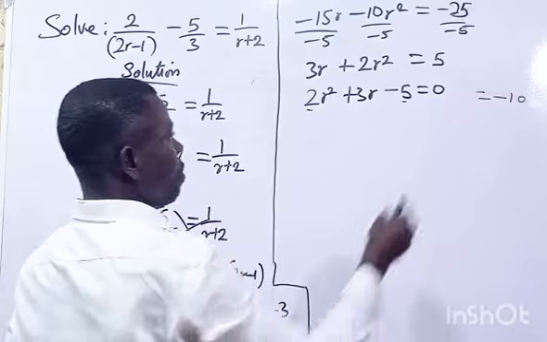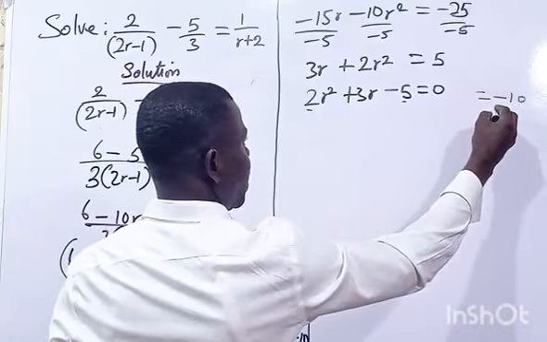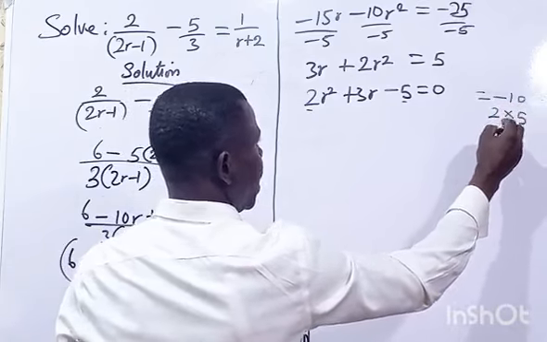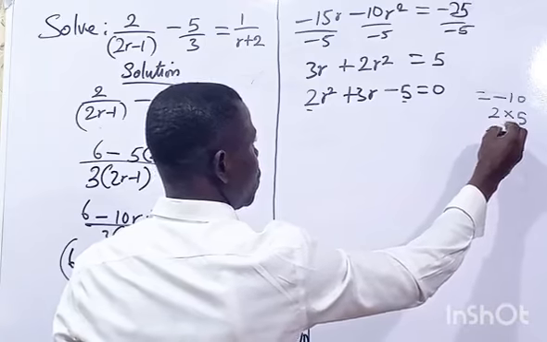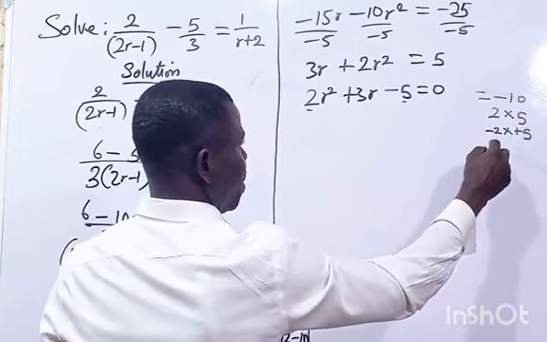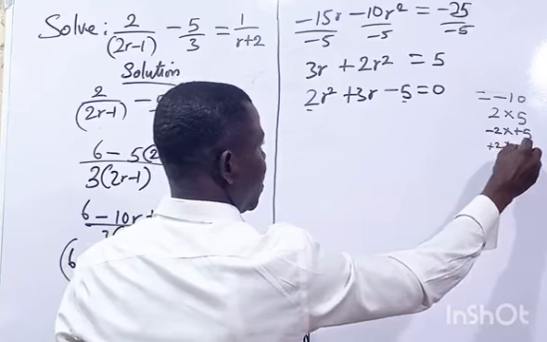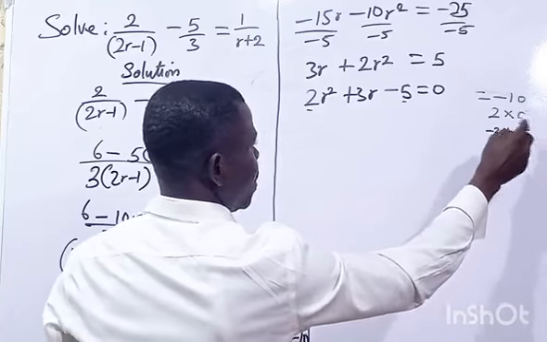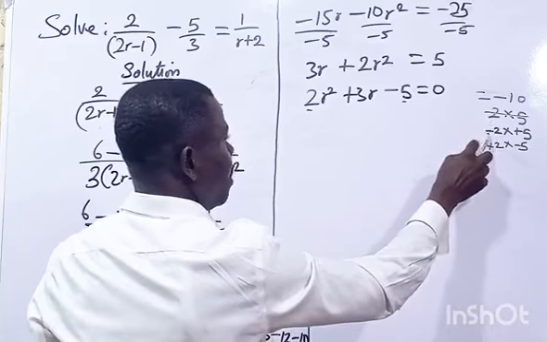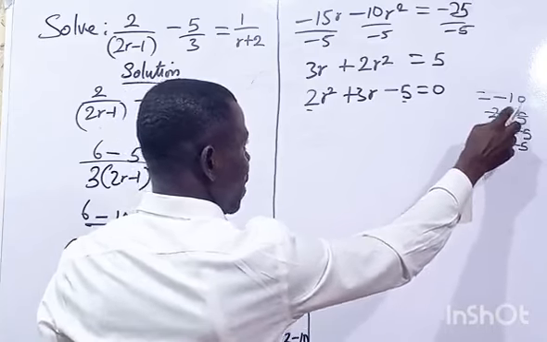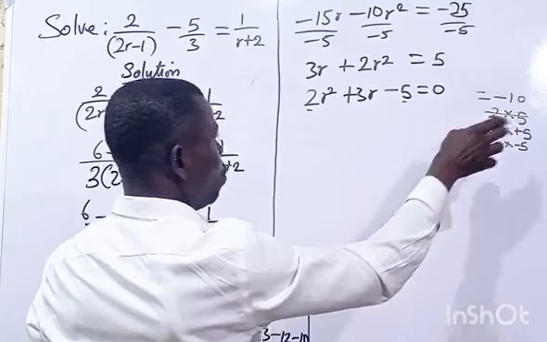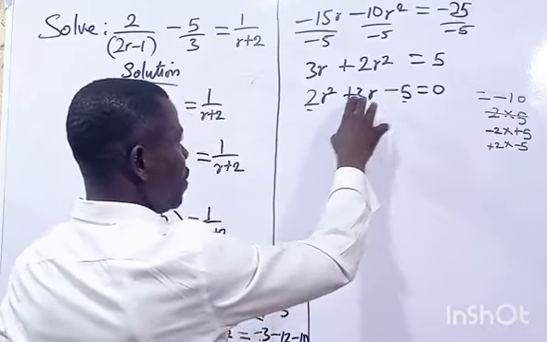What two numbers can we multiply that will give us minus 10? Of course, you know that 2 times 5 will give us 10. We also have minus 2 times plus 5, and we also have plus 2 times minus 5. Okay, 2 times 5 will give us a positive 10, so this one is out. Minus 2 times plus 5 will give us minus 10, and plus 2 times minus 5 will give us minus 10. But which of these two, when we add together, gives plus 3?